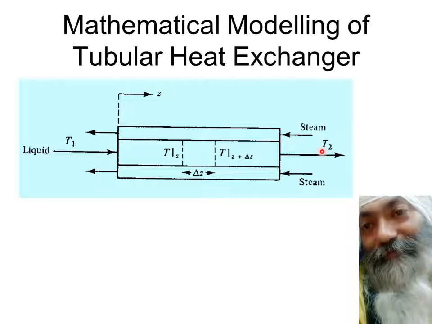Obviously T2 is more than T1. Why? Because this liquid is getting heated. Heated by what? By steam. This steam is entering the outer covering of this tube, and it's getting out from here. The steam is getting in from here and it's getting out from here.